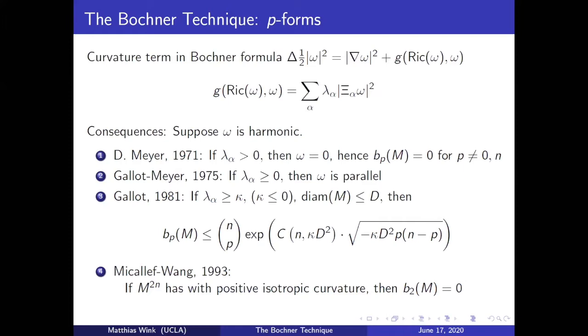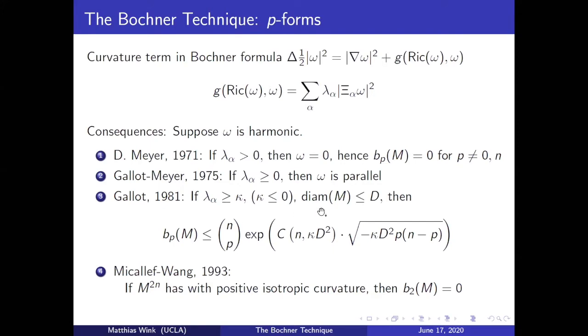And later on, Gallot developed the Bochner technique further to incorporate non-positive curvature. So what do we want to do? We want to have a bound on the curvature operator from below by a possibly negative constant. Okay, so let's pick kappa non-positive. And a lower bound on the curvature operator means that all our eigenvalues lambda alpha are bounded from below by kappa. Okay, so that's the natural curvature assumption.